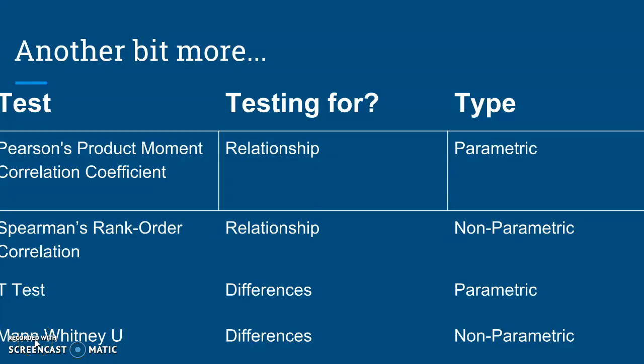Sorry about that. So like I said, Pearson's product moment test is for relationships, and the type is parametric. Spearman's is for relationships, and the type is non-parametric. The t-test is for differences and is parametric. And Mann-Whitney U is for differences, and the type is non-parametric.